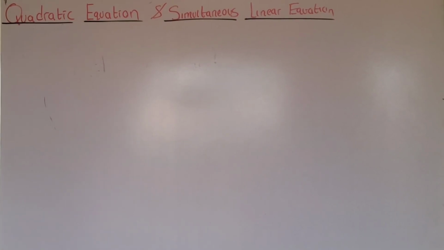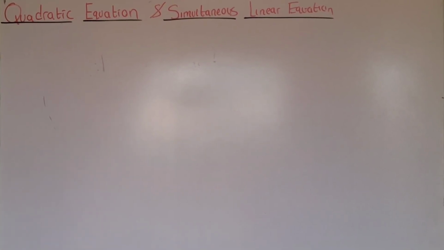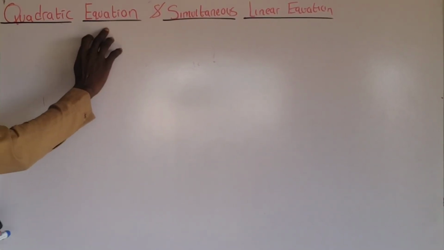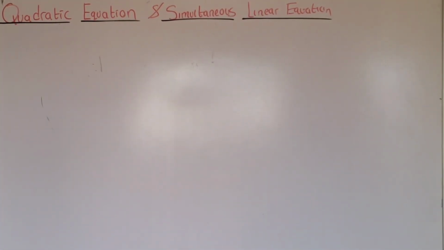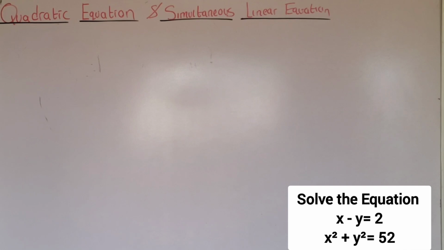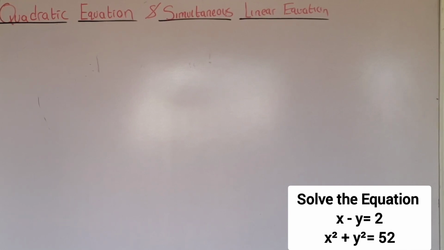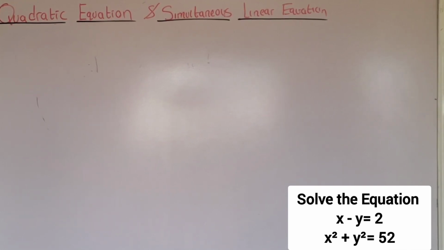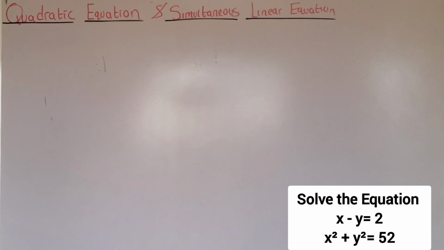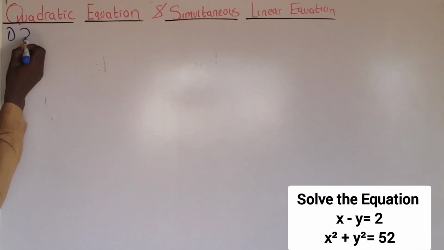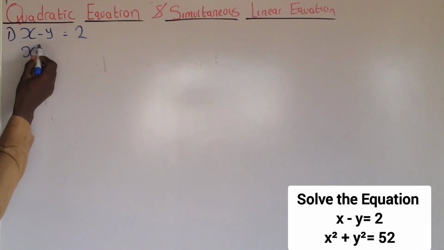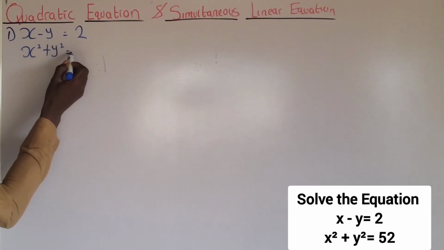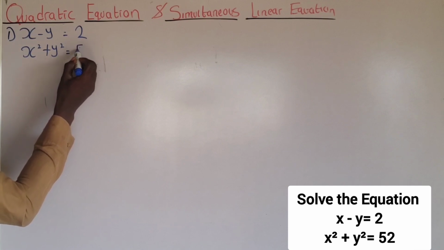In this class, we are going to learn how to solve equations involving quadratic equations and simultaneous linear equations. Okay, let's start with the first question. We are asked to solve the equations x minus y equals 2 and x squared plus y squared equals 52.